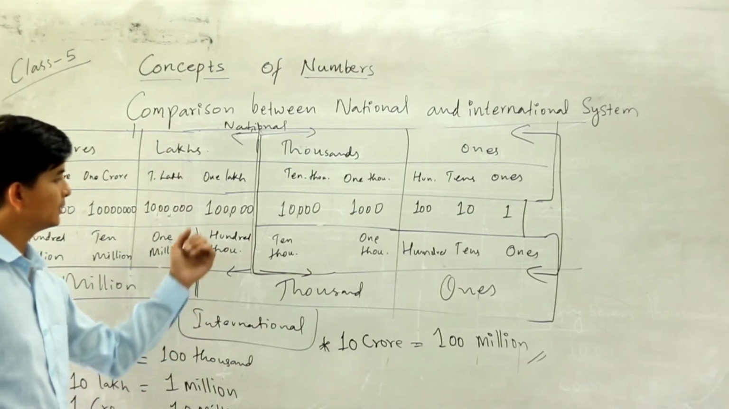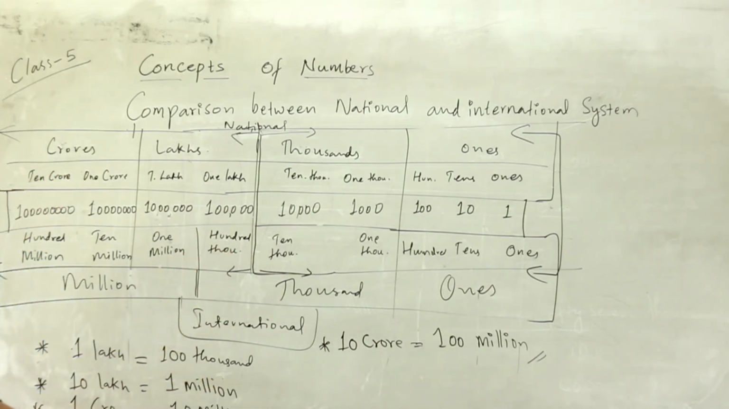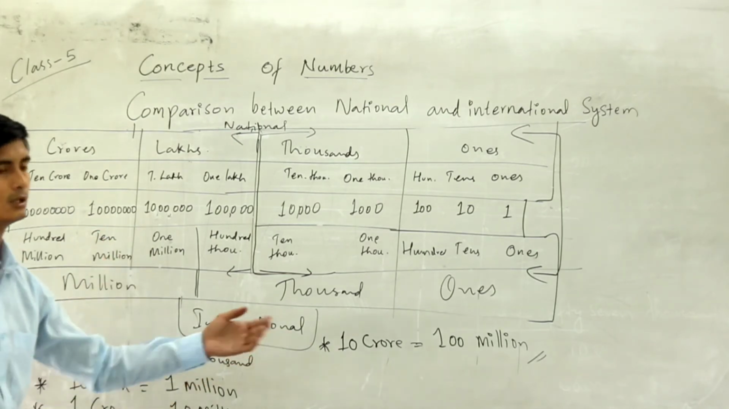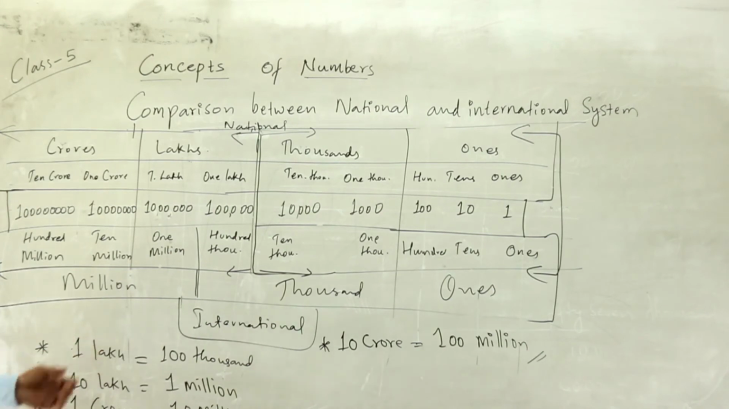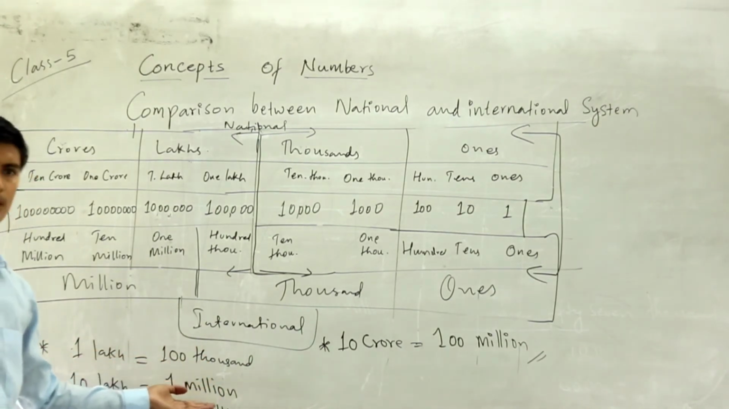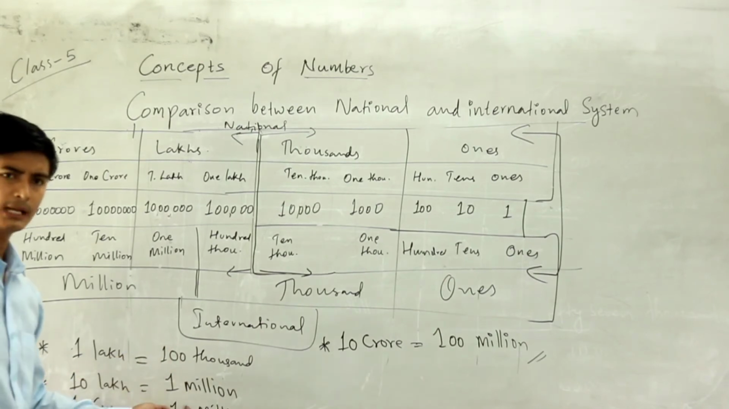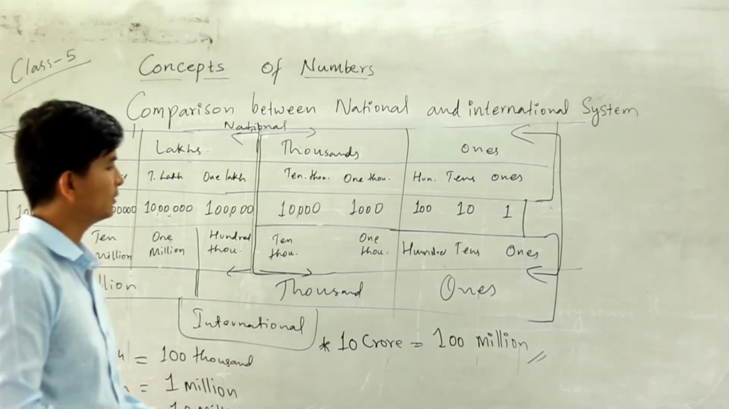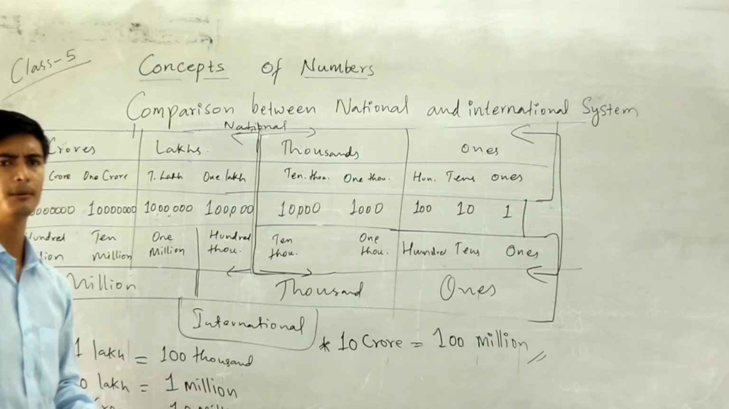So this is how you can compare the national and international systems. While comparing, these are the points that we have got: 1 lakh makes 100,000, 10 lakh is 1 million, 1 crore is 10 million, and 10 crore is 100 million. We know this now.